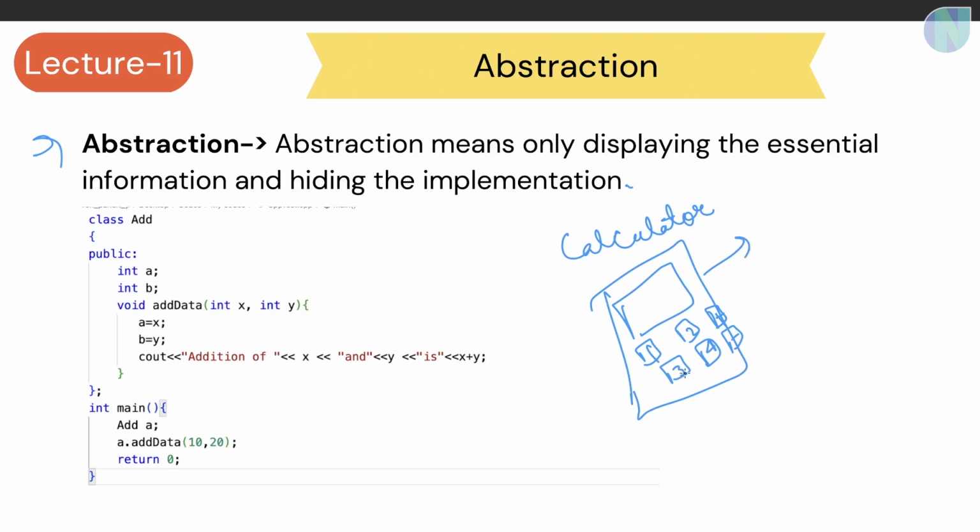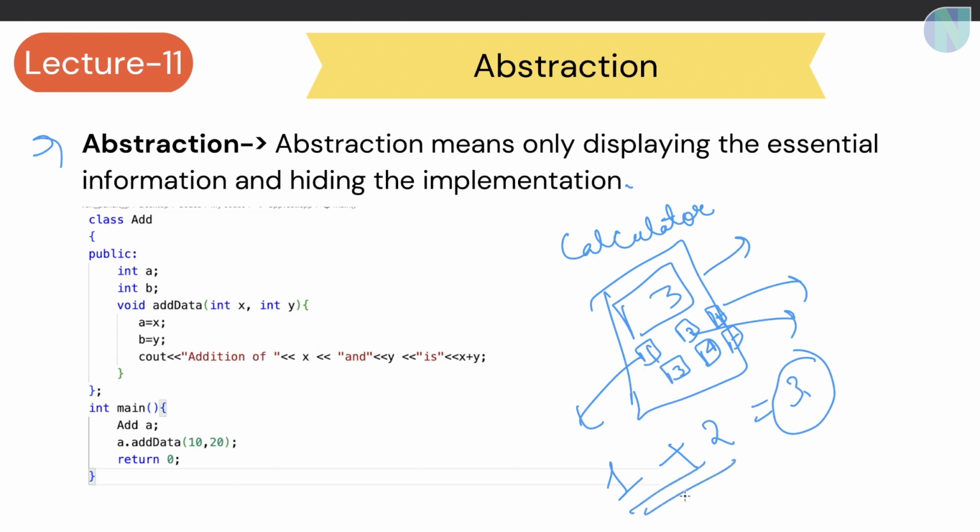Now I am using this calculator. I am pressing this button 1, then pressing this plus button and then pressing this button 2. It is giving me a result of 3. But have you ever thought about how this 1 plus 2 is working in the calculator? What all things are implemented in the calculator for this particular calculation?